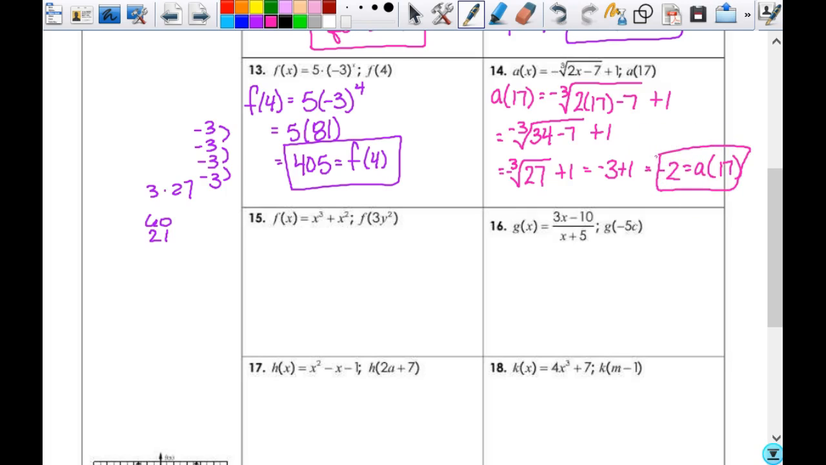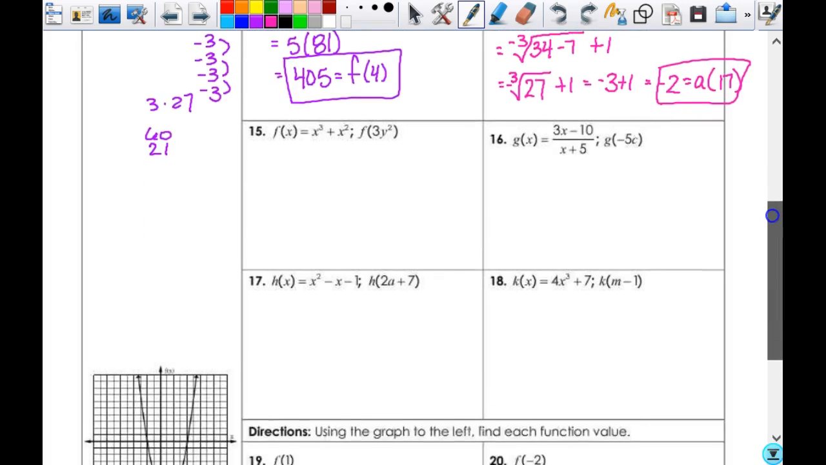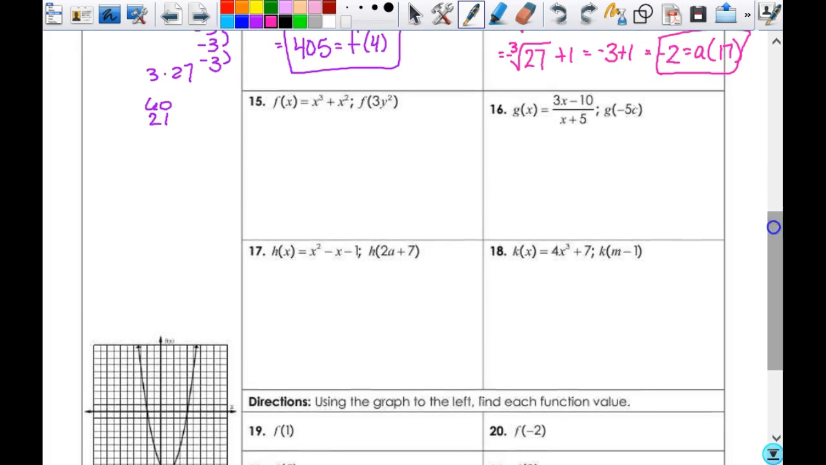Questions on either one of those? We're good? Okay, stop me if you got a question. And if you messed up along the way, that's fine. Just find your mistake and make sure you understand why it's not whatever you did.